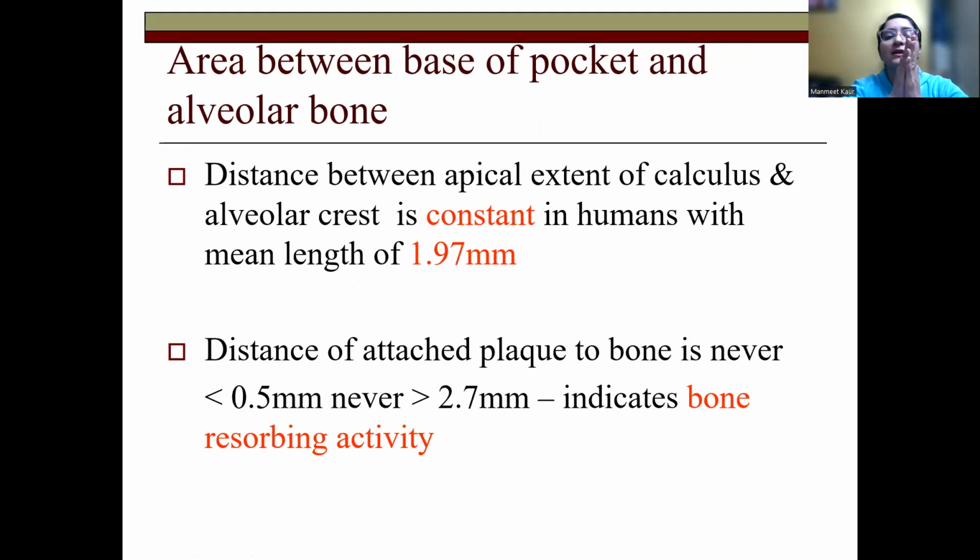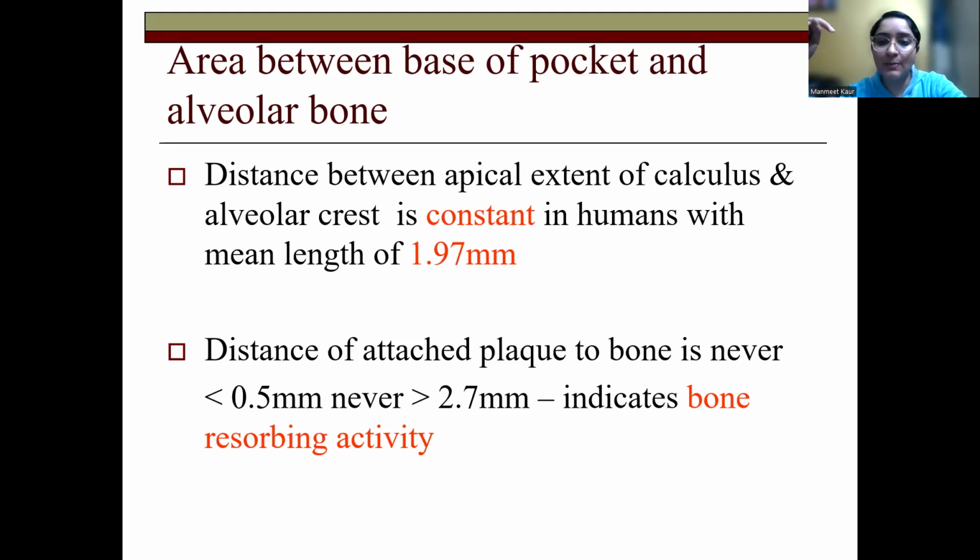The distance between the apical extent of calculus and the alveolar crest is constant in humans. This number you have to remember, it's 1.97 mm. The distance from the apical extent of the calculus to the alveolar crest, you have to remember this 1.97 mm.